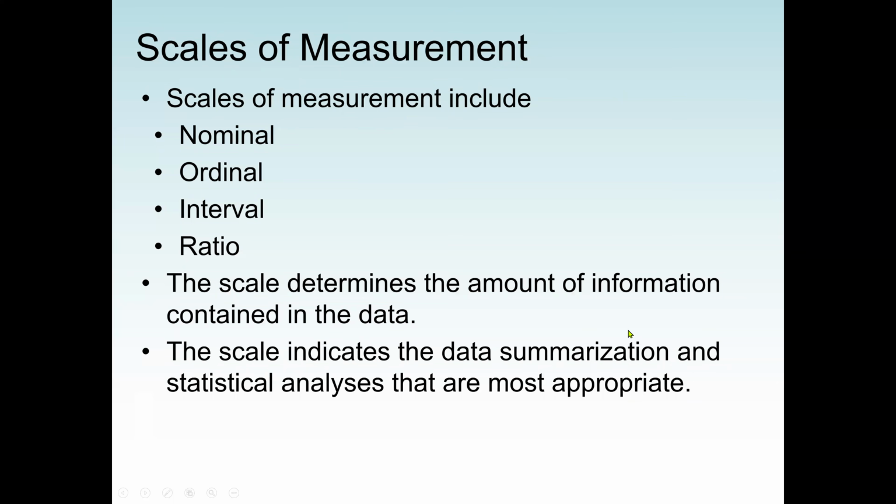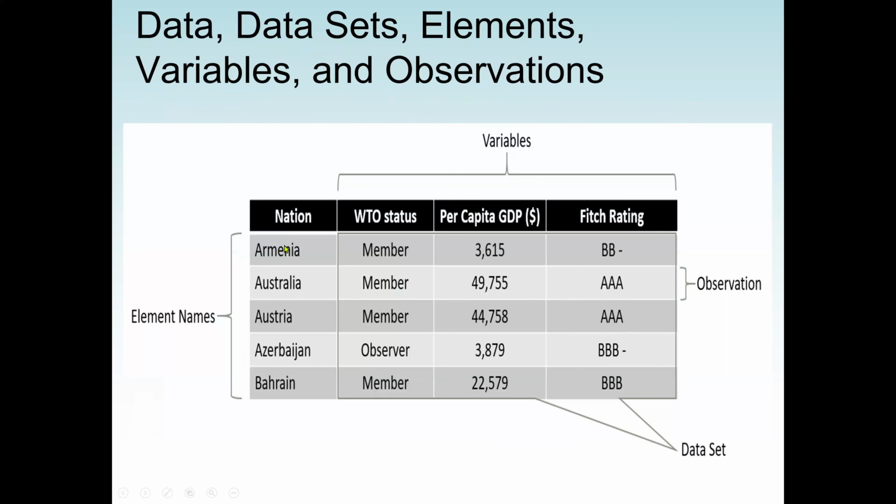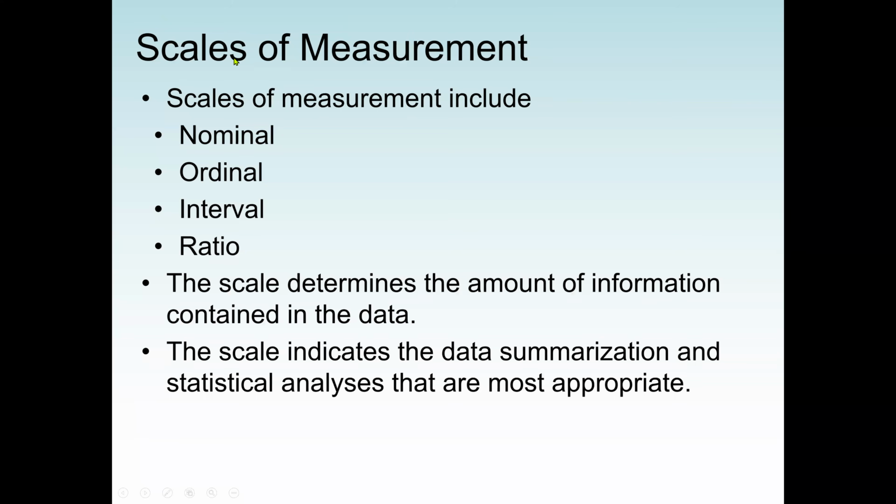Now we can see that in our data set, we have names and also we have values. So in statistics, we have different levels of measurement. This is the scale of measurement. And normally we have what we call the nominal, ordinal, interval, and ratio.